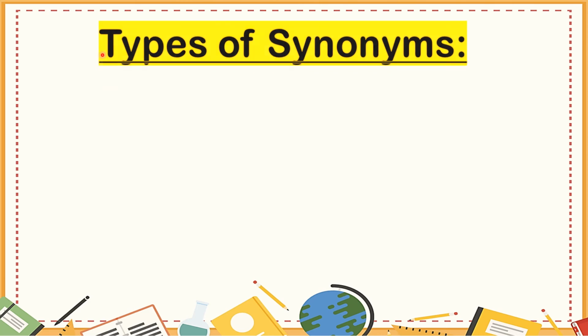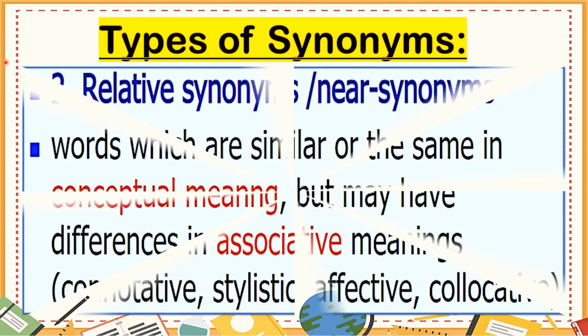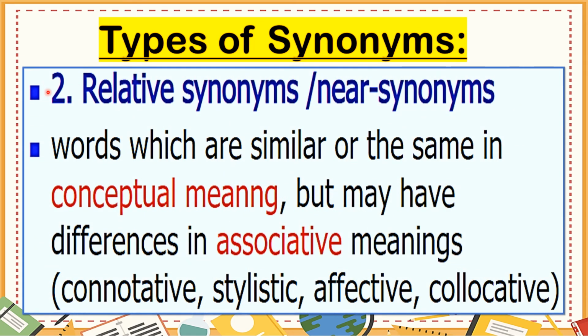Now class, the second type of synonyms is relative synonyms or near synonyms, words which are similar or the same in conceptual meaning, but may have differences in associative meanings, like connotative, stylistic, affective, and collocative.